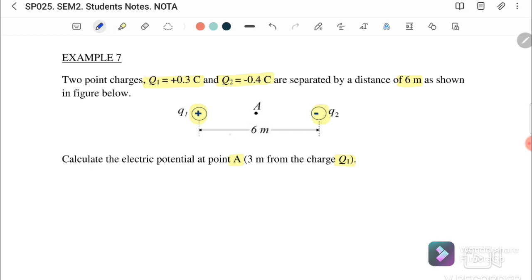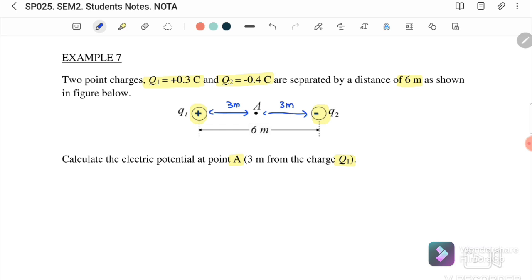Since the total distance between Q1 and Q2 is 6 meters, the distance from Q1 to A is 3 meters. Of course, A to Q2 is also 3 meters. So we want to find the total electric potential at point A.